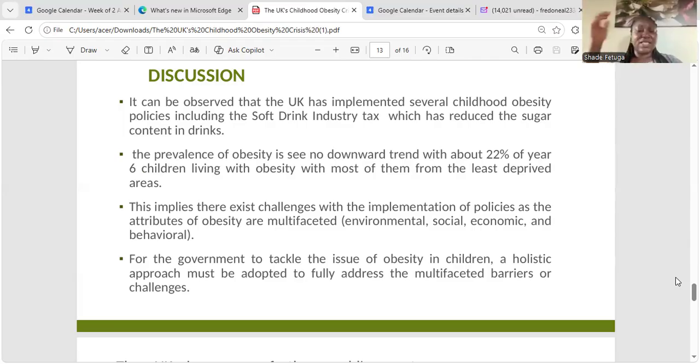This implies there exist challenges with the implementation of policies, as the attributes of obesity are multifaceted: environmental, social, economic, and behavioral. For the government to tackle the issue of obesity in children, a holistic approach must be adopted to fully address the multifaceted barriers or challenges.